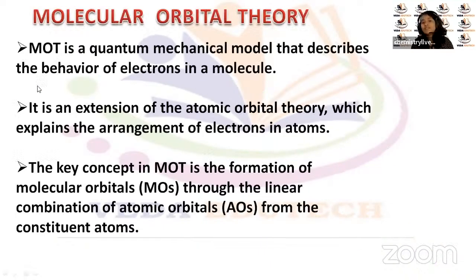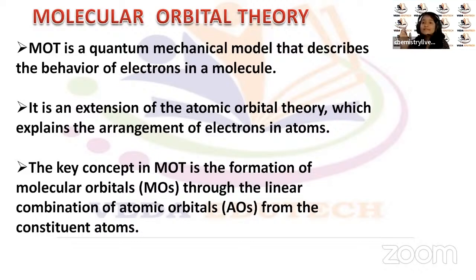So the next thing that we are going to discuss, children, is your molecular orbital theory, or MOT. MOT is basically a quantum mechanical model. What this quantum mechanical model describes is how electrons behave in a molecule. We have a molecule, and there also we have electrons. What the nature of these electrons is, and how they behave in this molecule, is explained by your MOT. In atomic orbital theory, we used to see how the electrons are present in atoms. Now we will talk about the extended version of this atomic orbital theory, where we'll talk about the behavior of electrons in molecules.